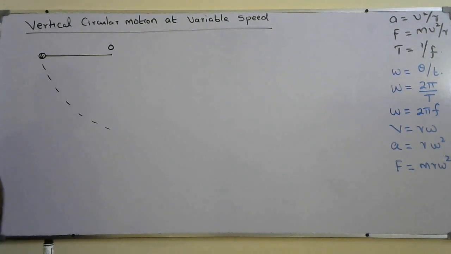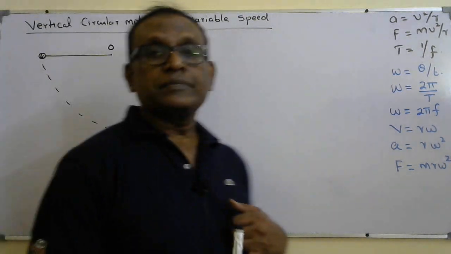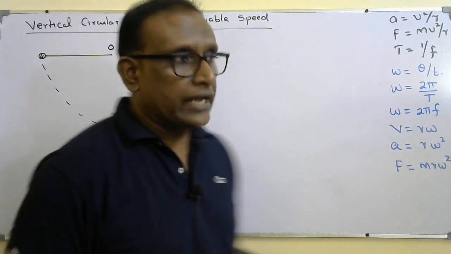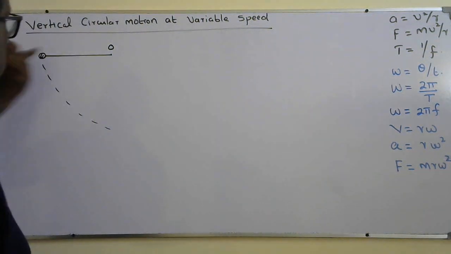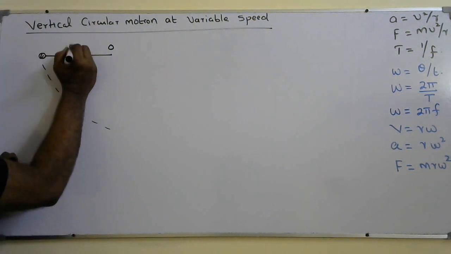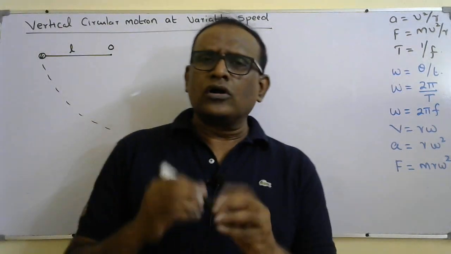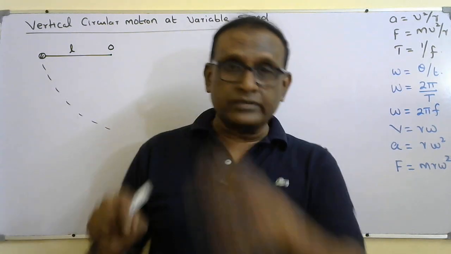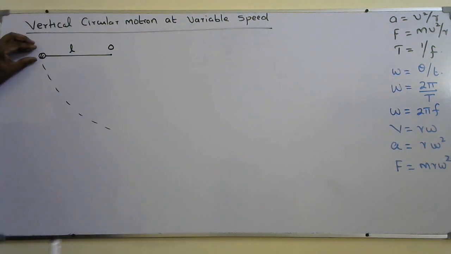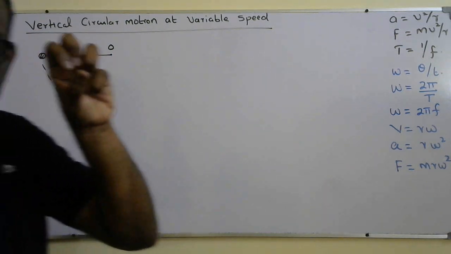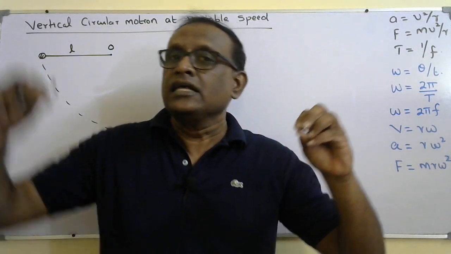Okay, vertical circular motion at variable speed. So the speed and the angular speed both change. For example, when you attach a small sphere like a bob to an inextensible string of length L, and the other free end is attached to a small horizontal smooth nail, and initially hold the sphere in horizontal position, such that the string is in horizontal position under tension, then release it.